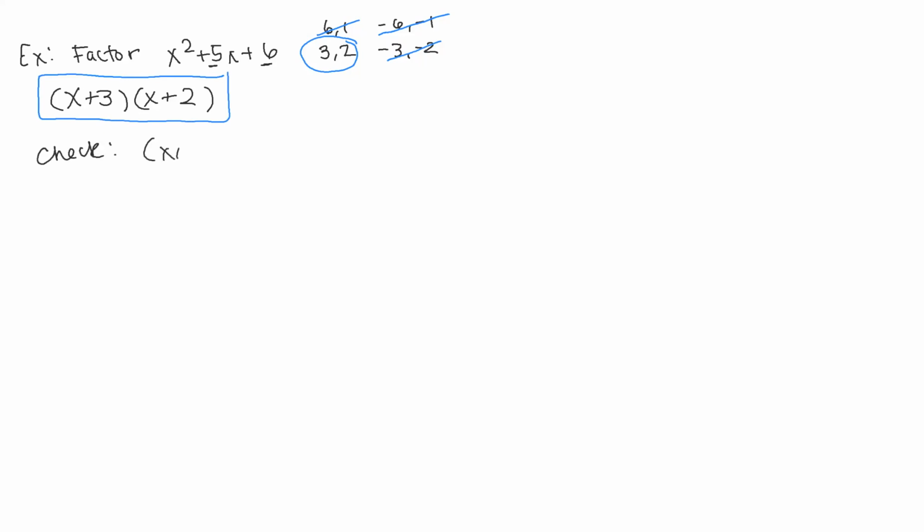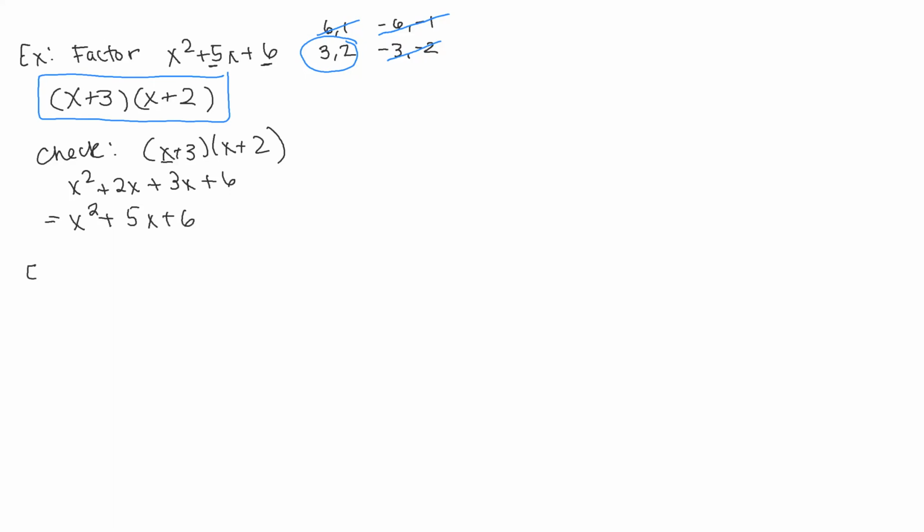So I've got x plus 3 times x plus 2. I want to multiply this out using the FOIL method to make sure that I really do get x squared plus 5x plus 6. So I'm going to start with this x right here. X times x is x squared. X times 2 is 2x. I'm done with the x in the first binomial. I'm going to pick up the 3 and distribute it. 3 times x is 3x. 3 times 2 is 6. Clean it up if you can. We do have a 2x and a 3x that can combine. So I get x squared plus 5x plus 6, which is exactly what I would expect.